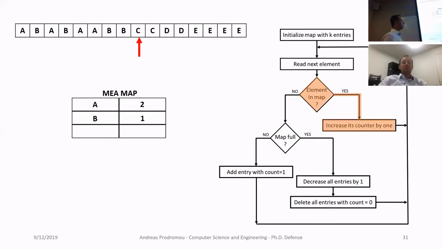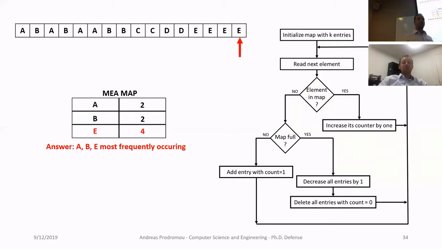I'll fast forward a little. So we're at this point, and then we read the next element, which is D. In this case, the element is not in the map, and the map is full. What we do is we decrease all entries by 1 and remove the entries that are equal to 0. In this case, we don't remove anything yet. But when we read the next D, we do it again, and C gets evicted, and then E comes in, and the final answer is A, B, and E, which happens to be the correct answer because in this input, we satisfy the majority assumption.